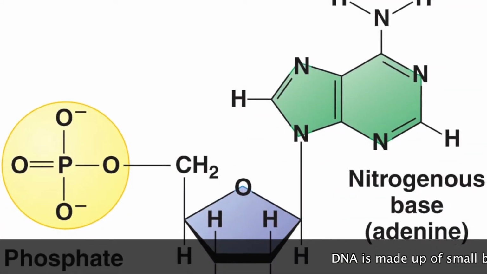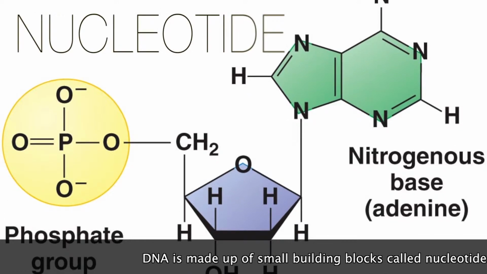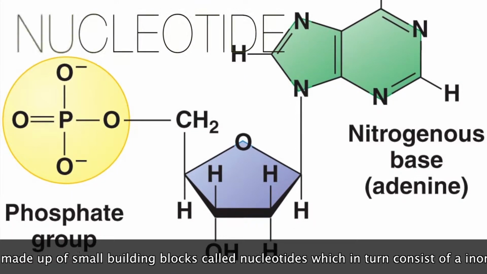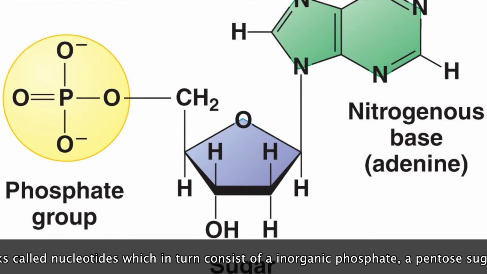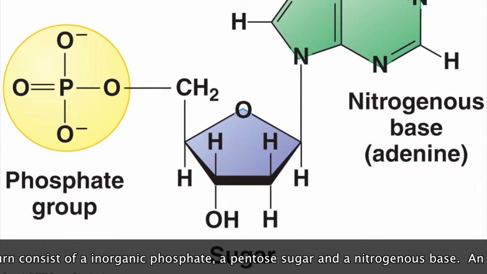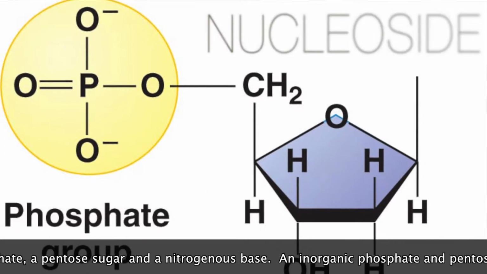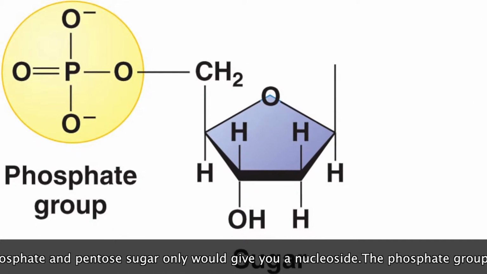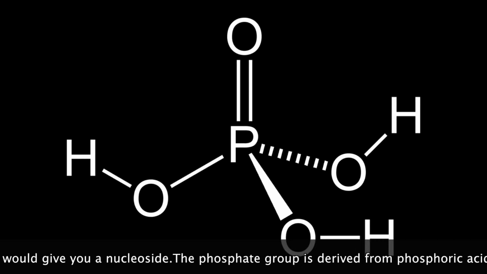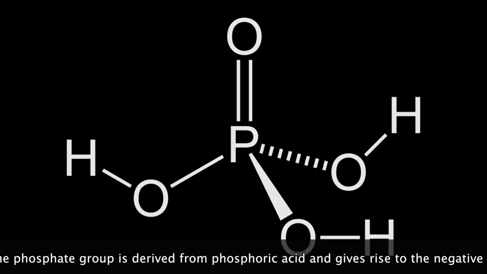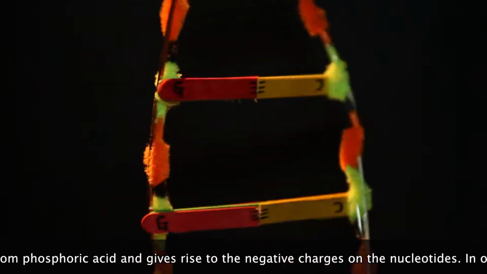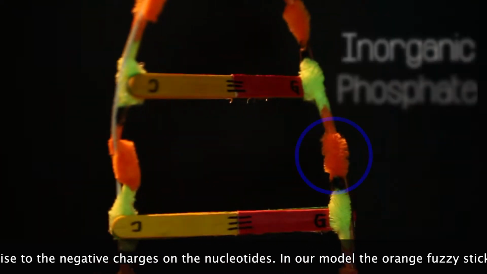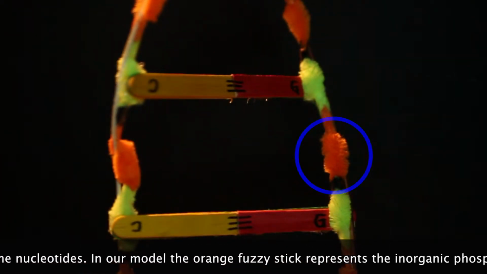DNA is made up of small building blocks called nucleotides, which in turn consist of an inorganic phosphate, a pentyl sugar, and a nitrogenous base. An inorganic phosphate and pentyl sugar will only give you a nucleotide. The phosphate group is derived from phosphoric acid and gives rise to the negative charges on the nucleotide. In our model, the orange fuzzy stick represents the inorganic phosphate group.